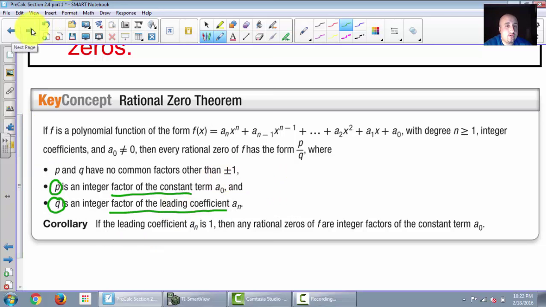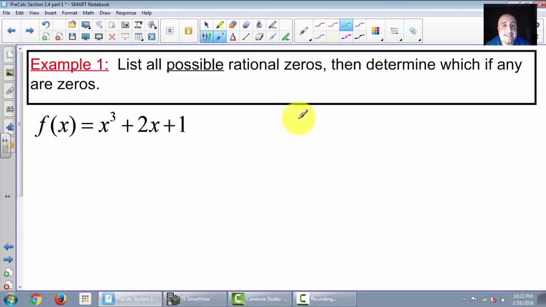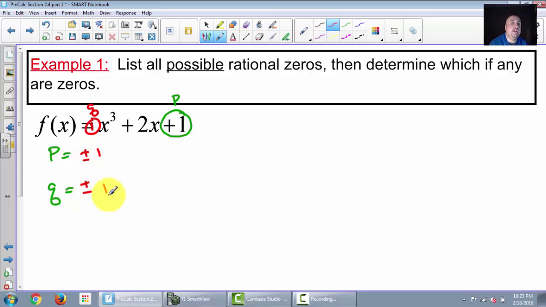Okay, so let's see how this works. It says list all the possible rational zeros. Okay, that's part 1. So what we need to do is find our P's and find our Q's. All right, so P's are the factors of our constant, and Q's are the factors of our leading coefficient. Now, we have no number there, so we're going to assume it's a 1. So what are the factors of 1 and 1? Well, that is just 1 and negative 1. So both of these happen to be 1 and negative 1.